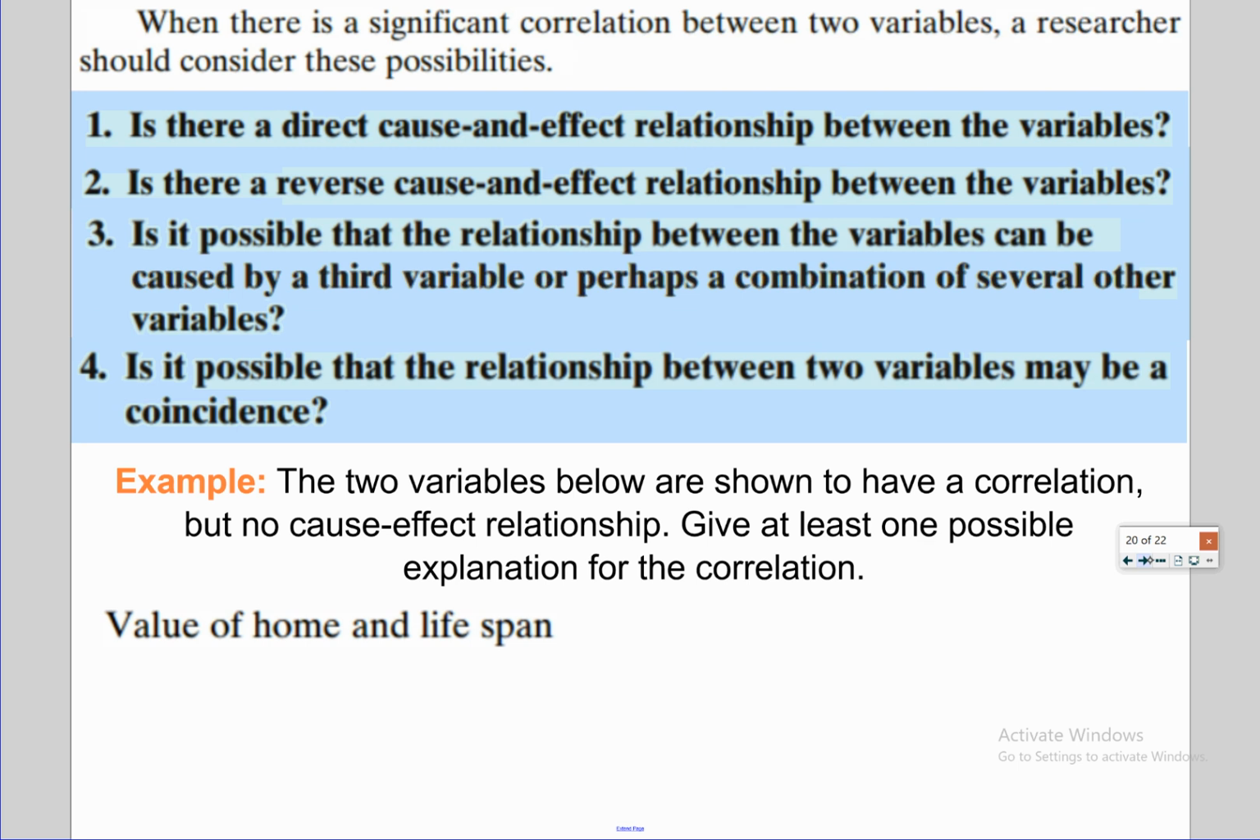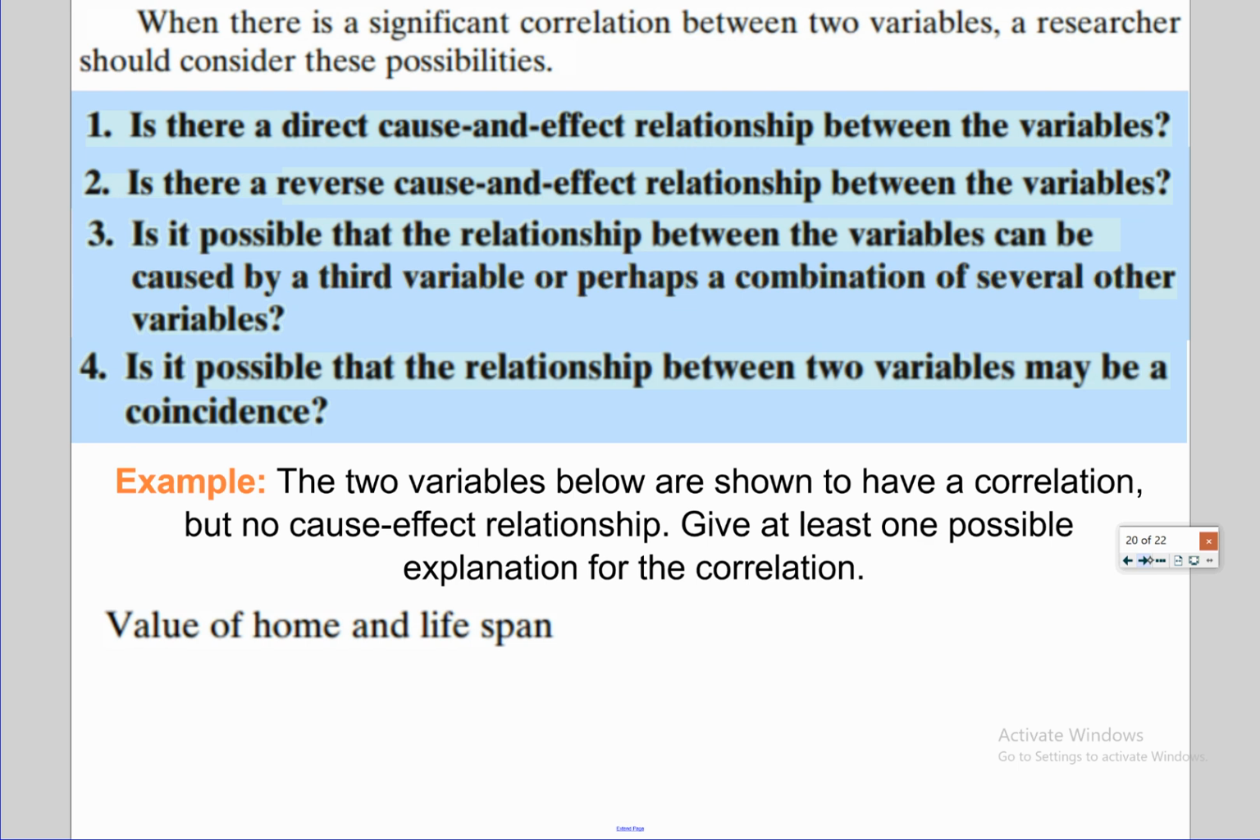So for example, it says the two variables below are shown to have a correlation, but no cause and effect relationship. Okay, so maybe as one goes up, the other goes up, or one goes down, the other goes up, something like that. But they don't affect one another directly. Give at least one possible explanation for the correlation. So what could be that third party factor? What could be that outside source that's causing both of these to change?